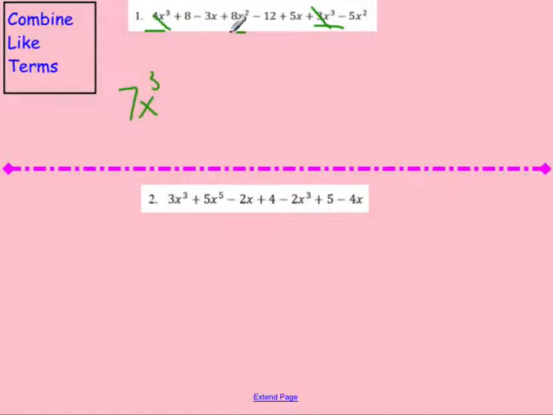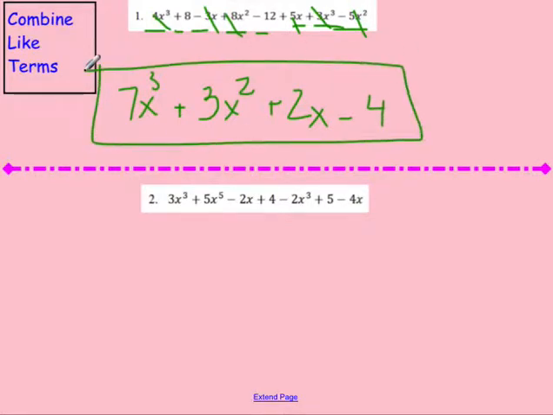And then we're going to do 8x squared minus 5x squared. So I'm going to subtract the coefficients. 8 minus 5 is 3. And then we have x squared. And then negative 3x plus 5x, we're going to add negative 3 plus 5, which is going to give me 2. And then I'm just going to keep that as x. Again, not adding those exponents. 8 minus 12 is going to give me a negative 4. So that right there is your final answer for number 1.